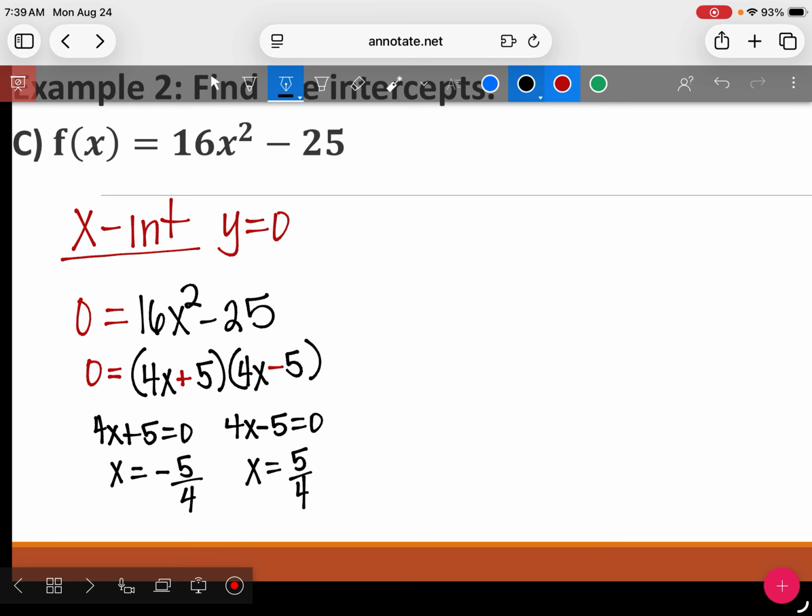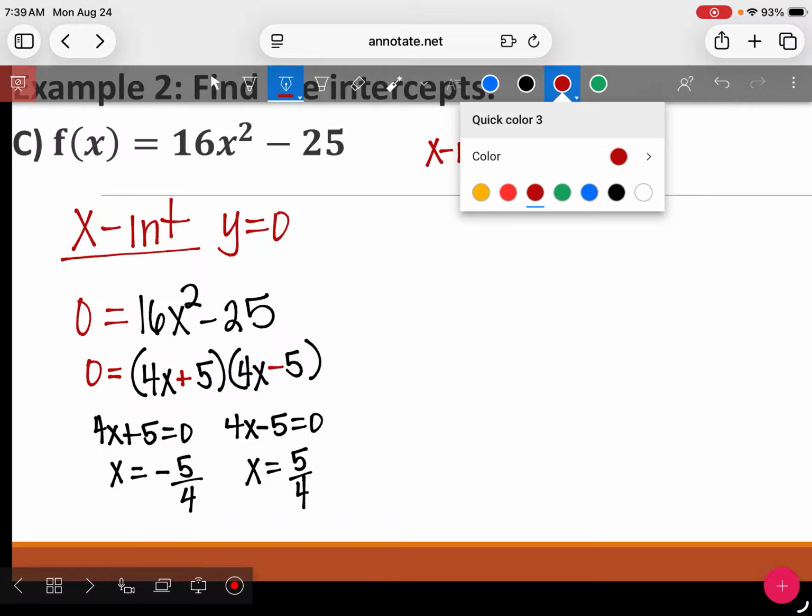So for my x-intercepts, you can write it separately, but I'm just going to say plus minus 5/4 over 0. But you could also write it as 2 separate ordered pairs. The other way, if you don't recognize that this is a difference of squares, is to just solve it.